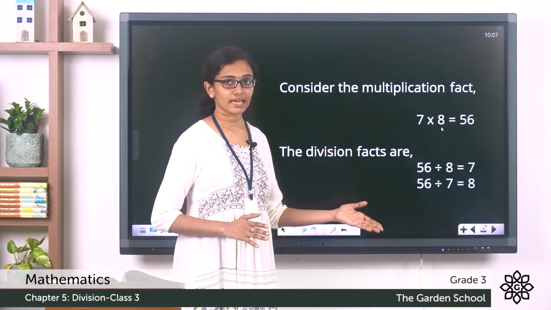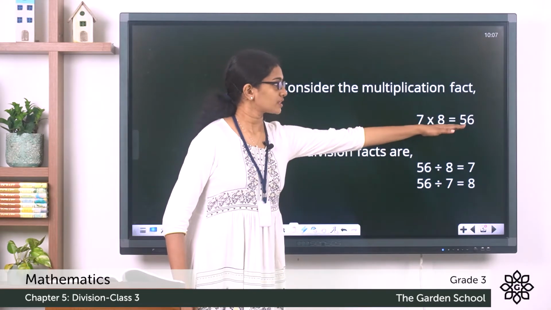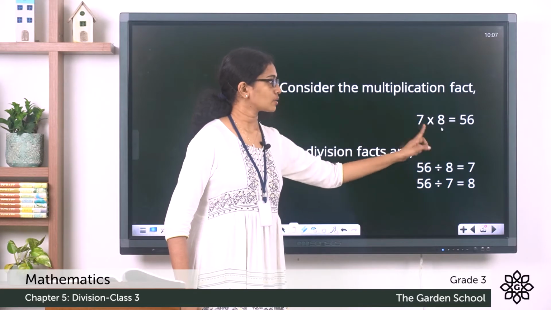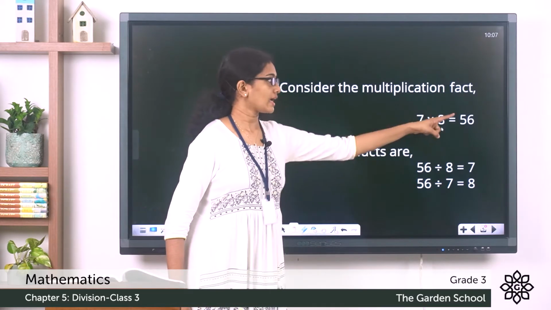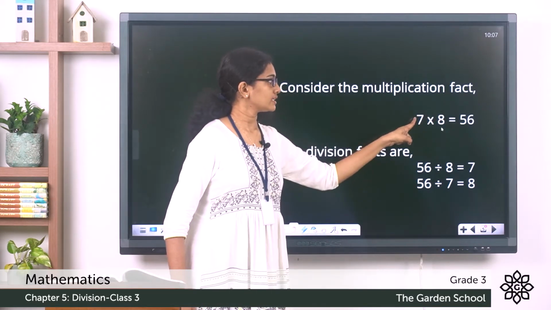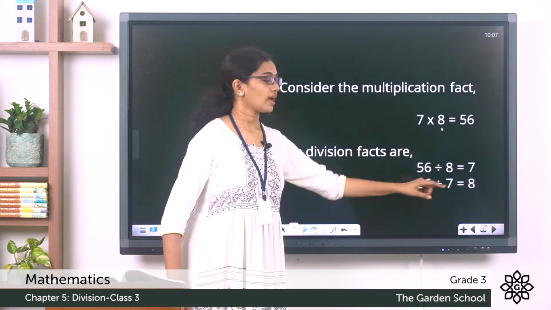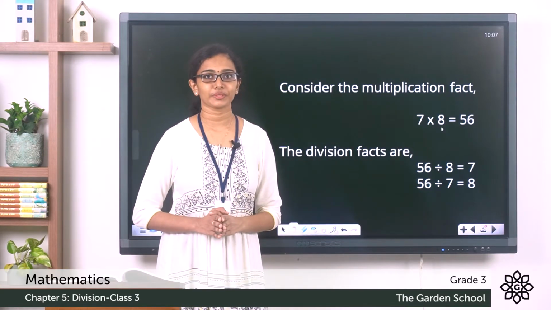So how do we write the division facts from this? 56 divided by 8 is equal to 7. And 56 divided by 7 is equal to 8. I hope you are clear with this now.